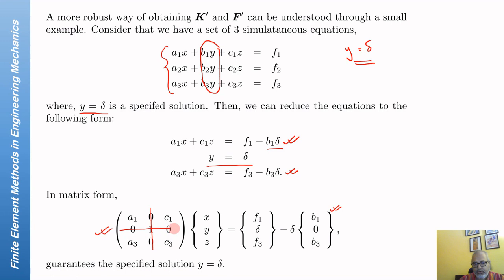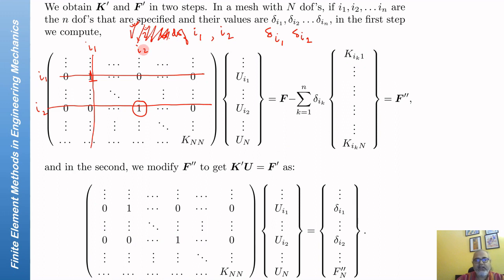I had set this whole row as 0 and kept the diagonal element equal to 1. That's what I did here for I1, I did for I2, and I can keep doing if there are n degrees of freedom that are specified. So this is the modification that I need to do on the left hand side.